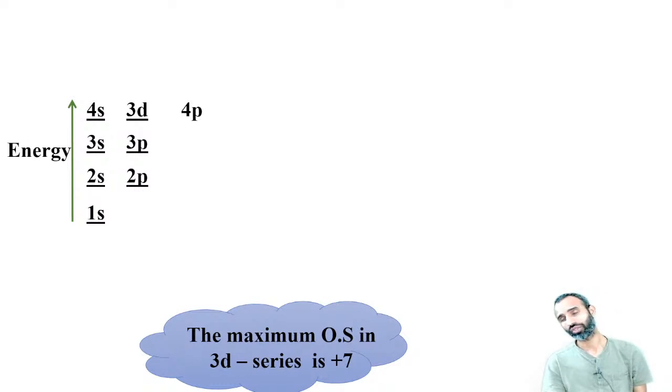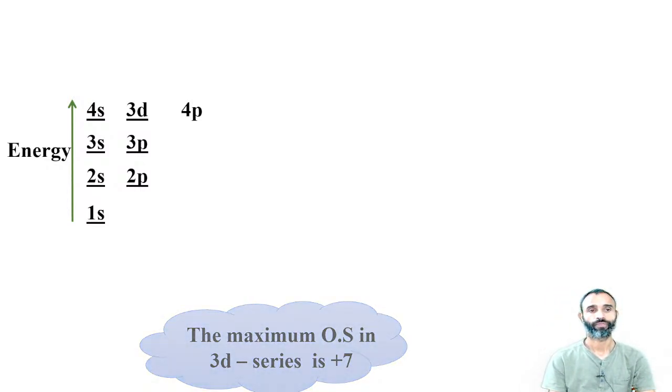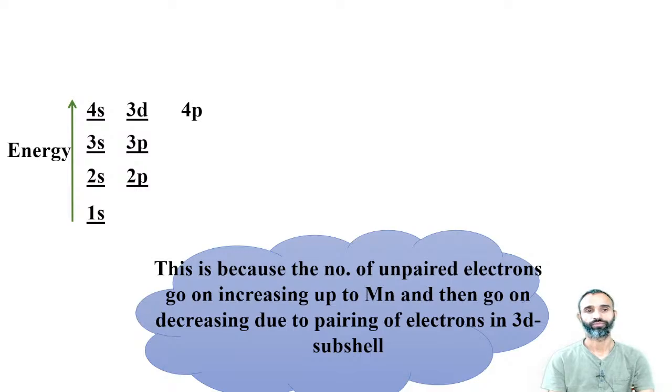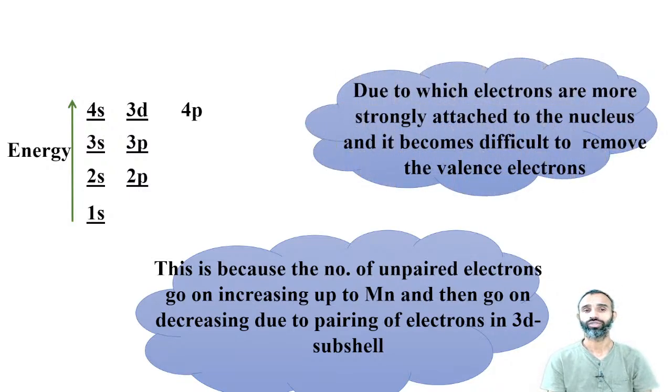So oxidation state also goes on increasing, and the maximum oxidation state of 3D series is +7. Yes, because the number of unpaired electrons goes on increasing up to manganese. And therefore, in the next case, there is a pairing of electrons, so the number of unpaired electrons decreases. And that's why electrons are more tightly attached to the nucleus, so difficult to remove.